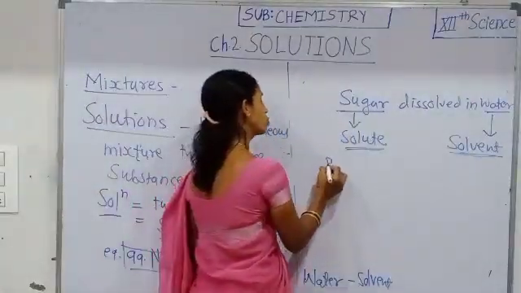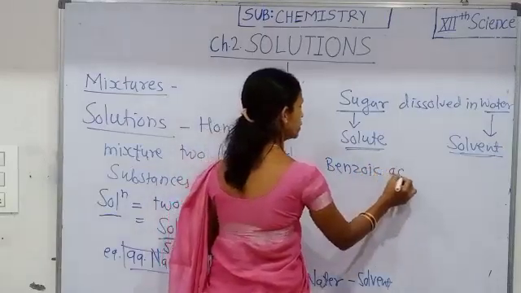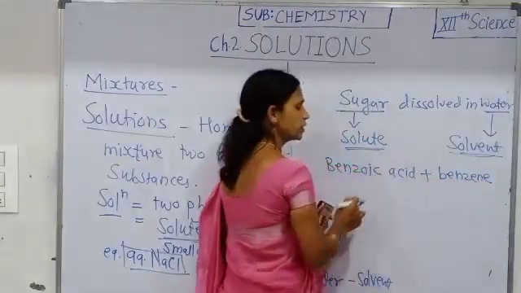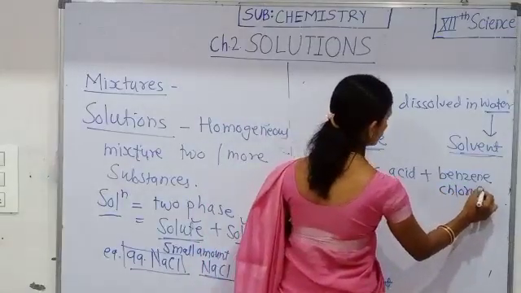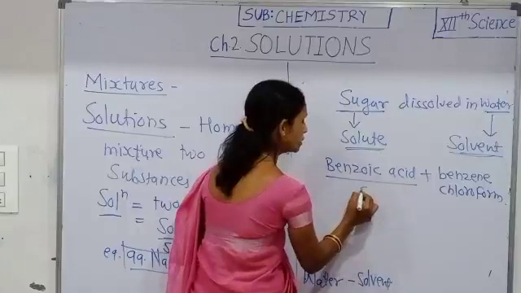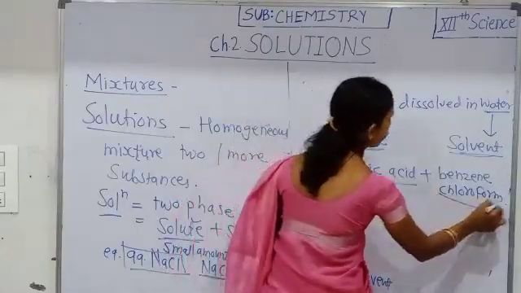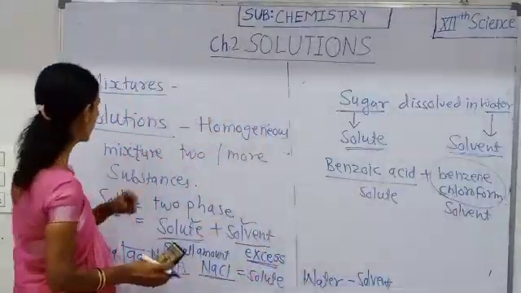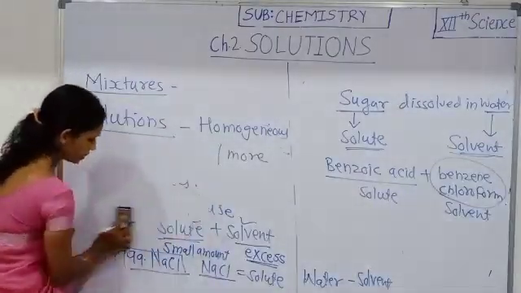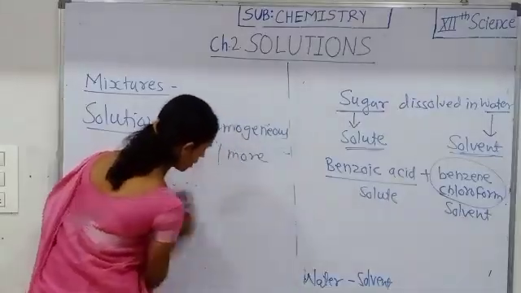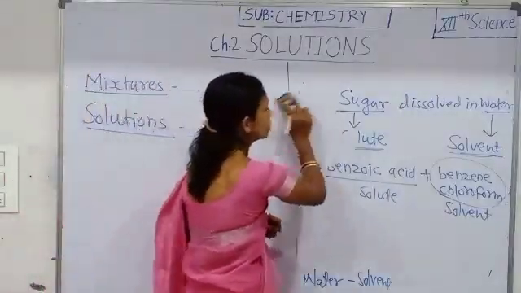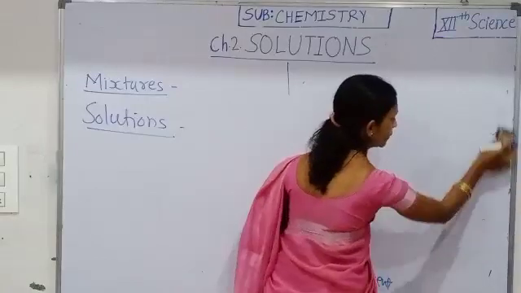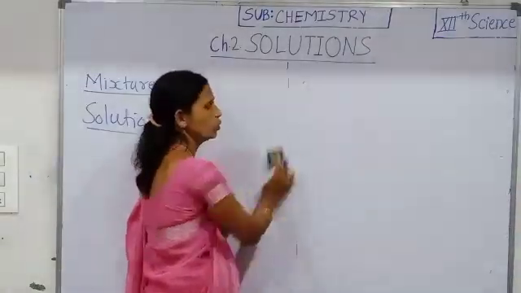Then, if benzoic acid is dissolved in benzene, or benzoic acid is dissolved in chloroform, then benzoic acid is the solute, while chloroform or benzene is the solvent. Those are a few examples of solutions with solute and solvent, where the solute is present in very small amount and the solvent is present in excess amount in the solution.